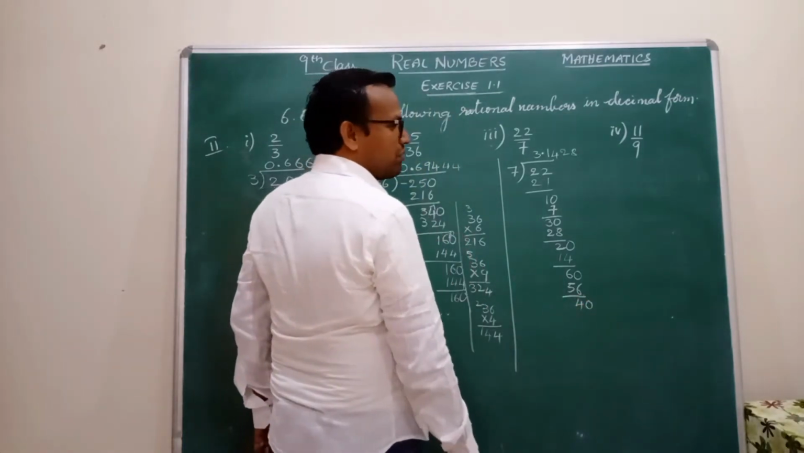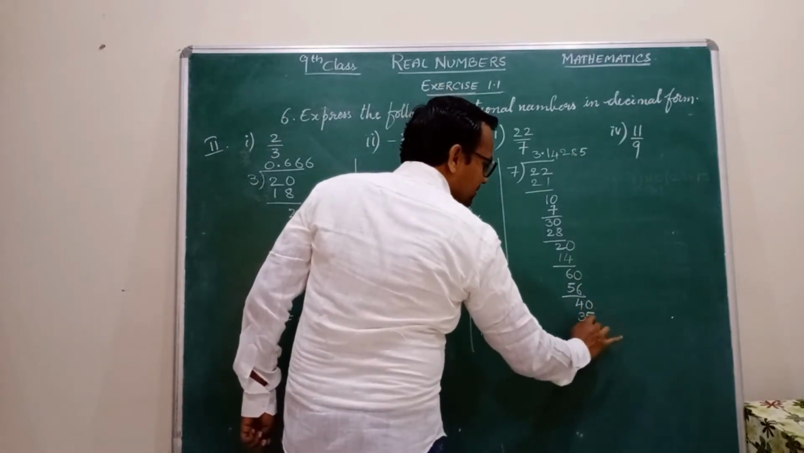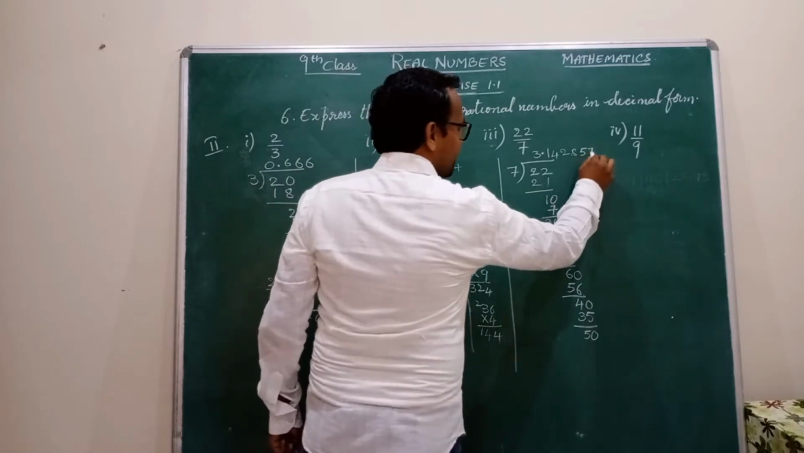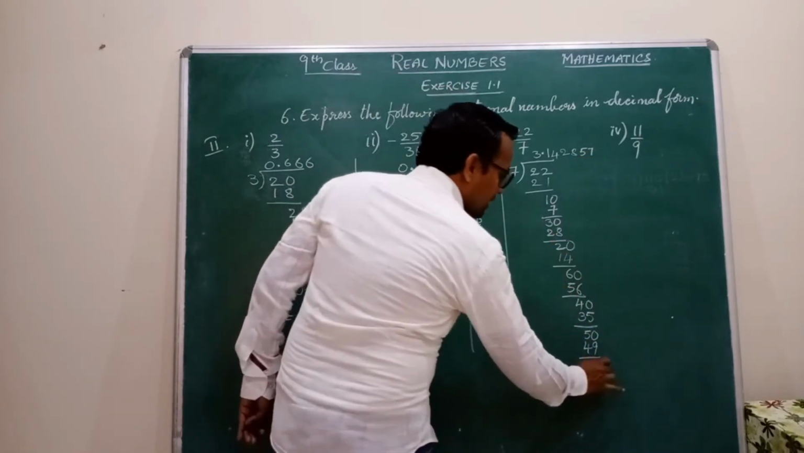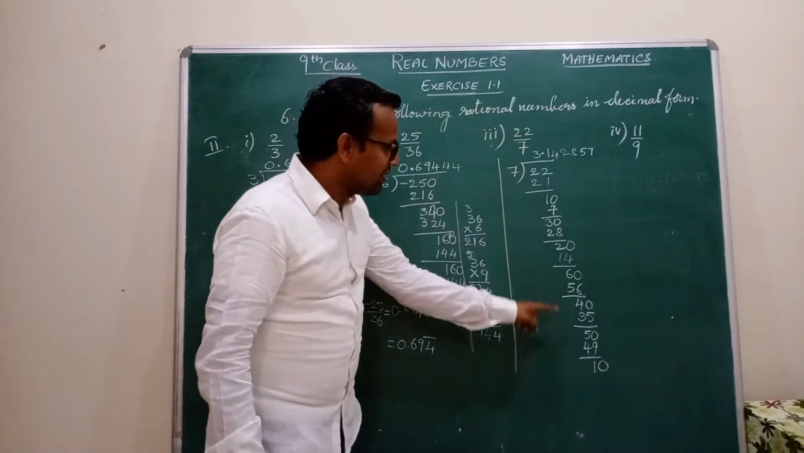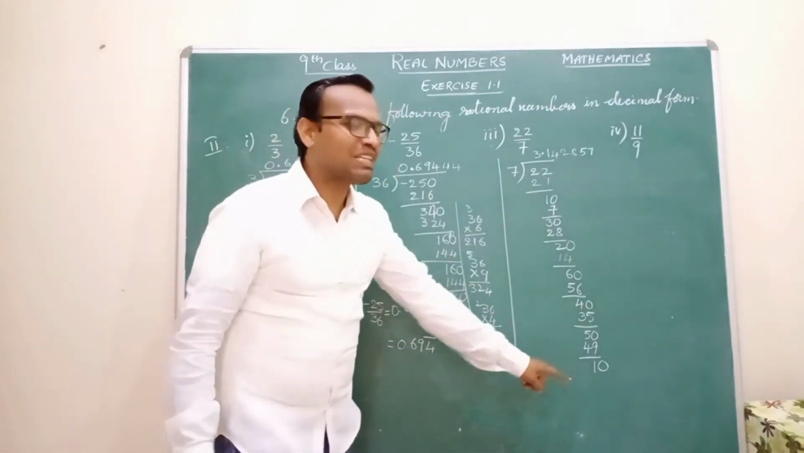0. Now 7 5s are 35. The difference is 5. 0 is added. 7 7s are 49. The difference is 1 and 0 is added. 10. I think 10 already came somewhere. Yes. So that means from here again the steps will be repeating.